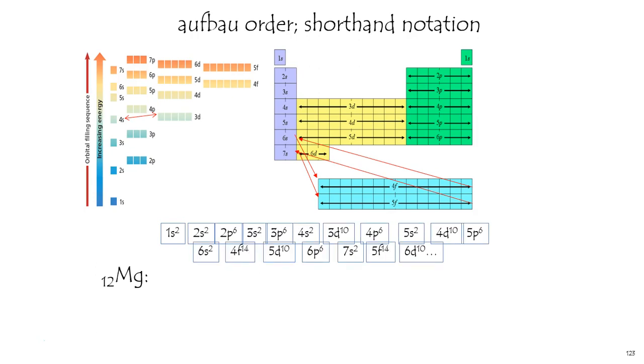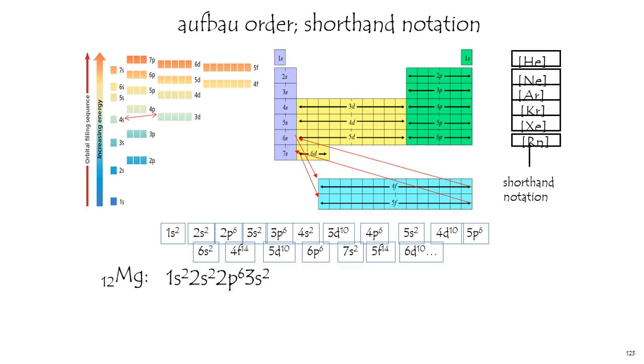Fine. But let's introduce shorthand notation. Since it's always the same repeating pattern, maybe we don't have to say the whole thing. Do we really have to say 1s2, 2s2, 2p6, 3s2? Maybe we could just use the nearest noble gas to imply all the stuff that is neon, the first 10 electrons. We do that. They use square brackets.